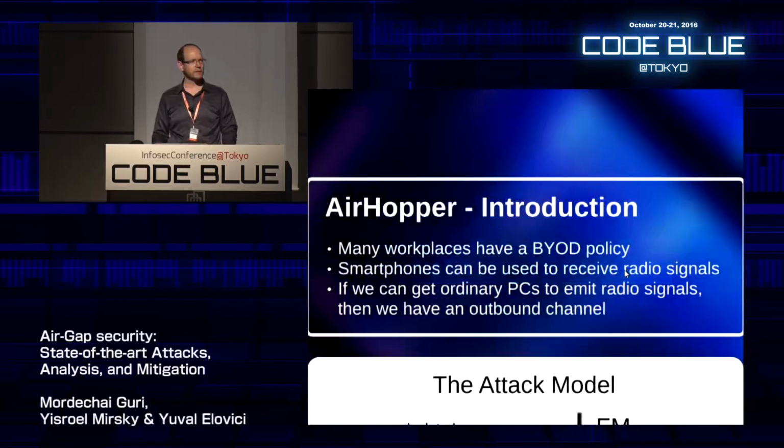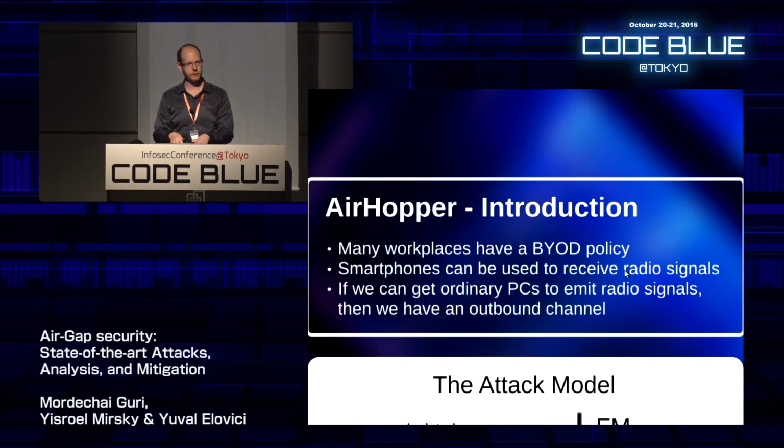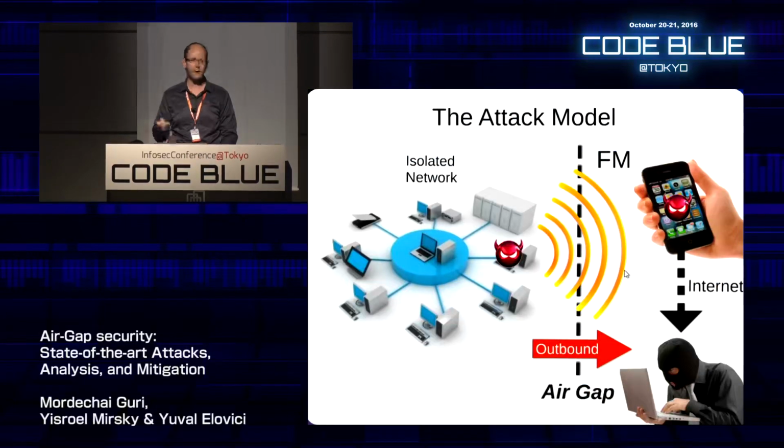In many cases, workplaces that we mentioned before have a policy of bring your own device. With the bring your own device policy, that basically means that people bring their own device from home to the work. The work doesn't supply their own phones. And we know that smartphones can receive radio signals of all different kinds. So the question was, how can we get computers to emit radio signals? And not just by plugging in a special antenna, how do we get it to emit radio signals without adding any hardware? Purely software-based.